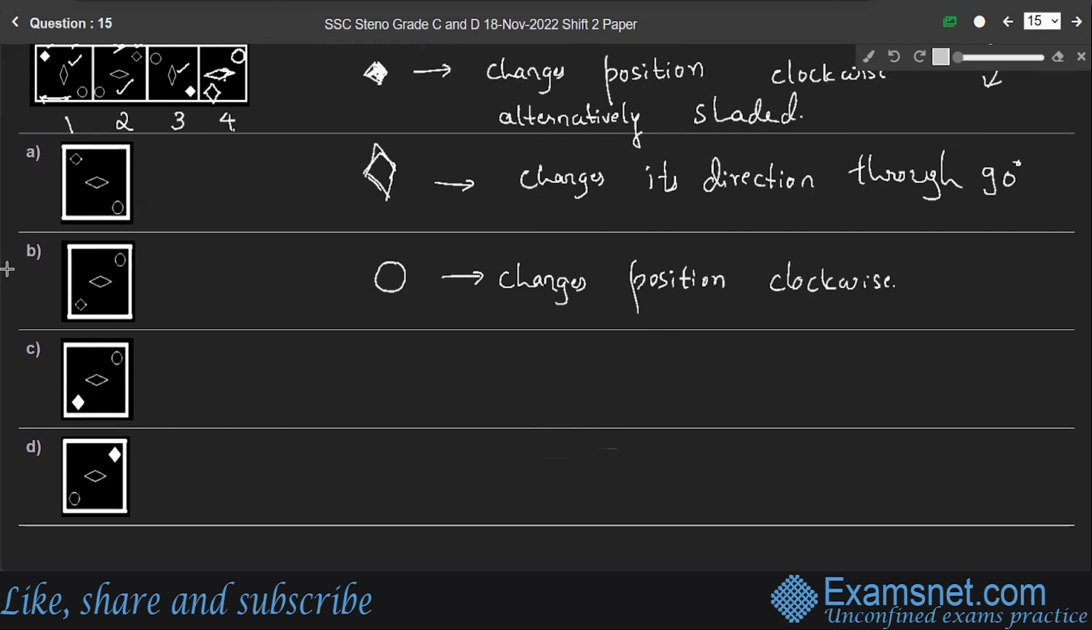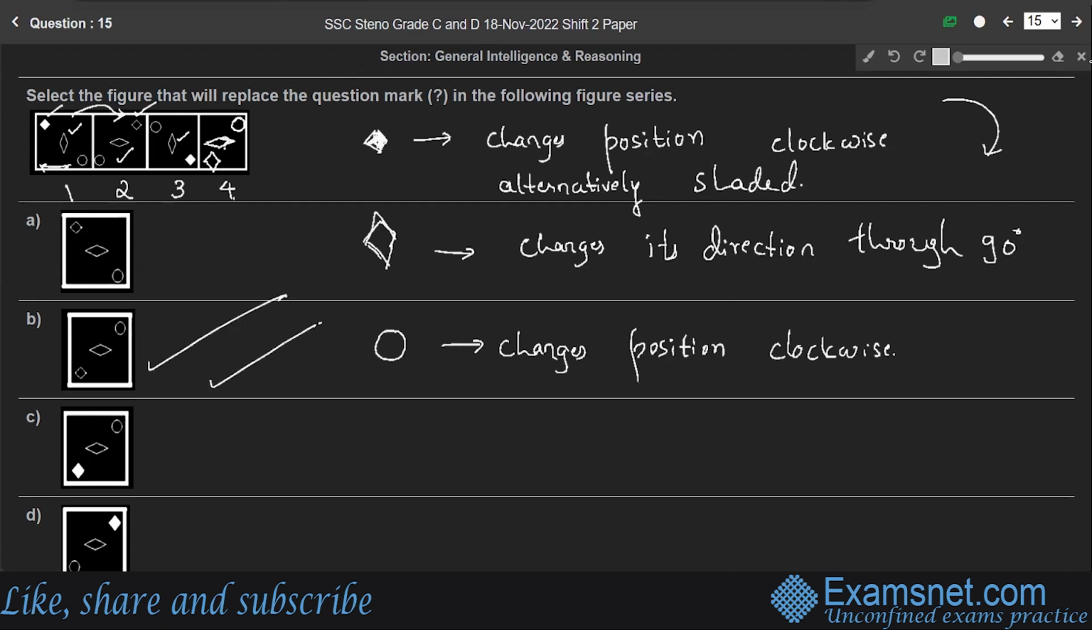In all the 4 figures, we have the same parallelogram. Then we have a non-shaded diamond, right? So in option B, and circle at the top right corner. Hence, option B is the fourth figure in the given series, right? So, option B is the right answer.